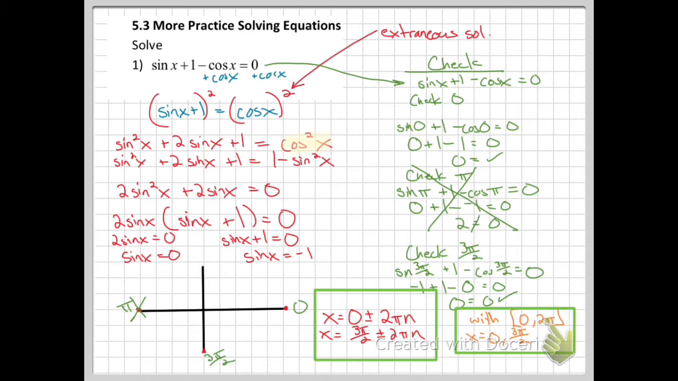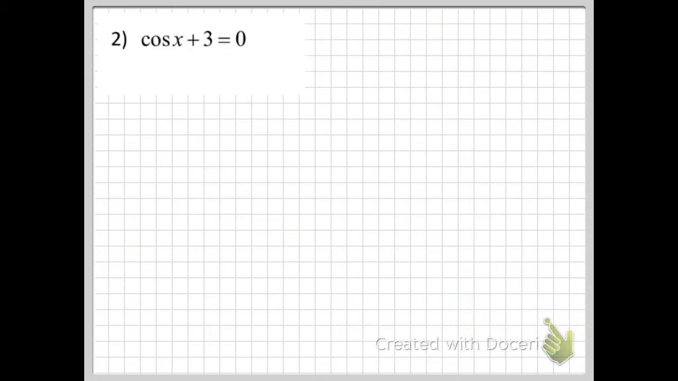So, important part on this page, if you square both sides, you could have created an extraneous solution. If you forget to check, you're just going to get it wrong, right? You have to check all 3 answers, make sure however many of them actually are the solution. Number 2.